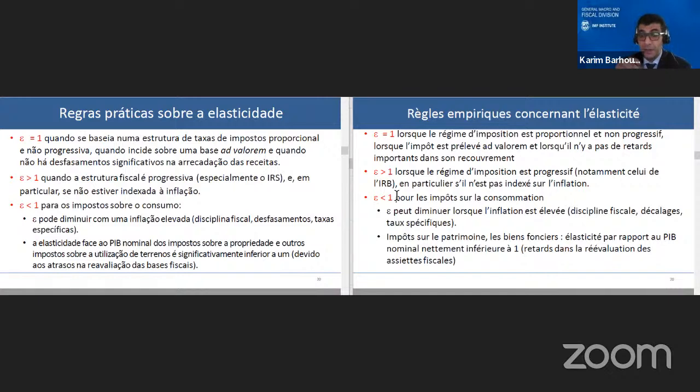It could be higher than 1, and this is the case when the tax rate is based on a progressive tax structure. Think about personal income taxes, and particularly if the tax structure is not indexed for inflation. Also, it will be the case when your elasticity is lower than 1. Think, for example, about consumption and the consumption taxes. And this is possible for some specific taxes.